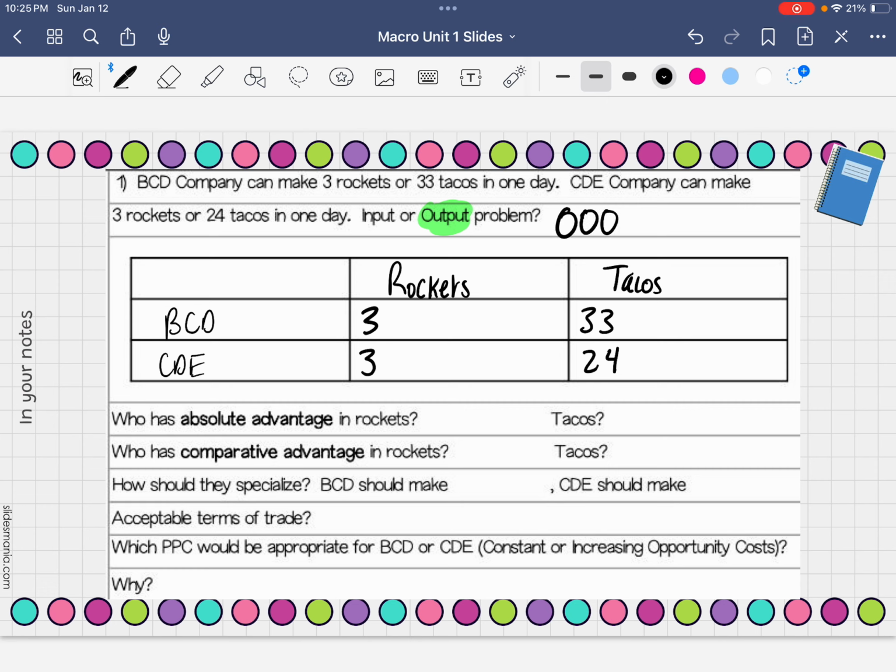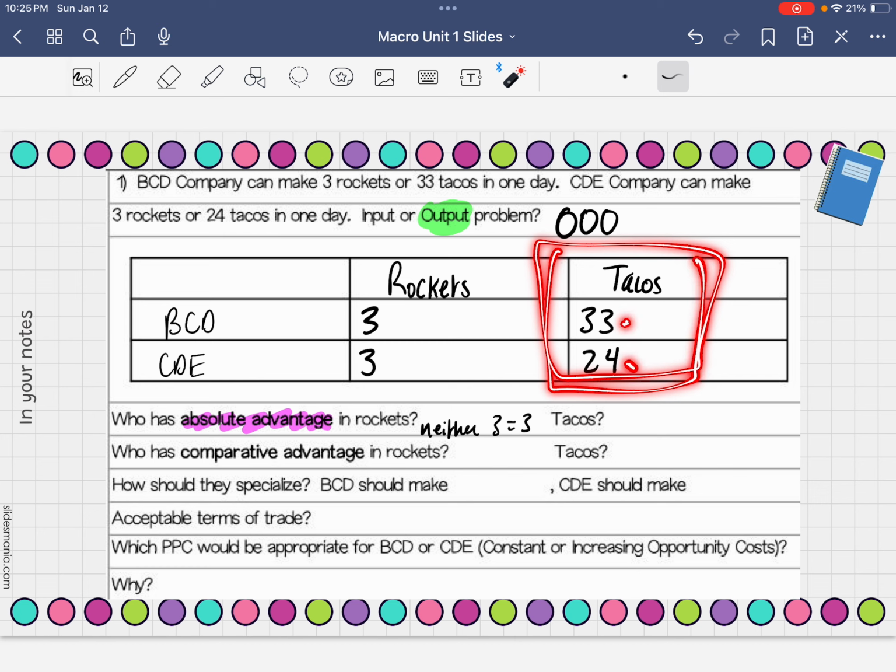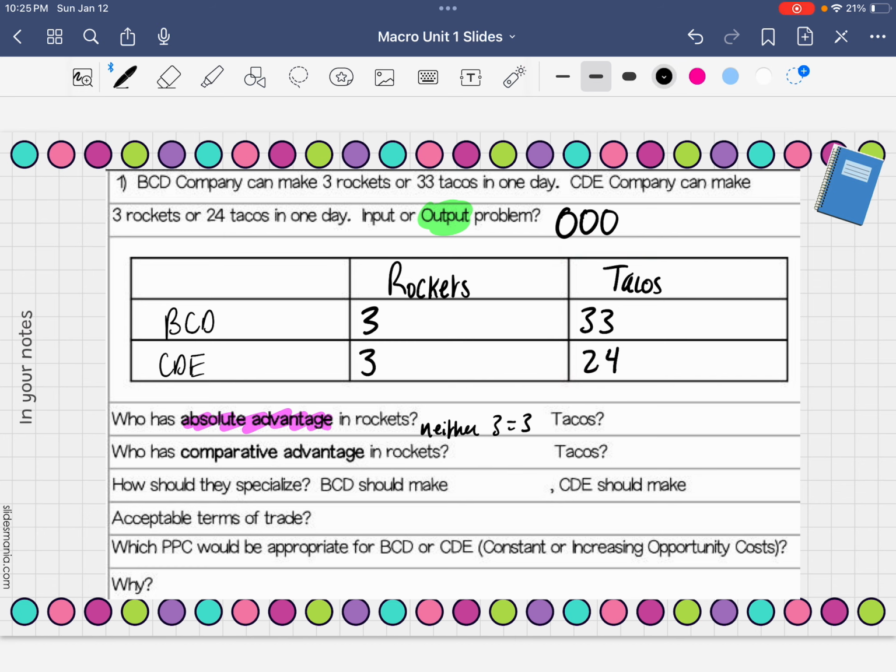So first, let's do absolute advantage, because remember, absolute advantage requires absolutely no math. So absolute advantage in rockets versus tacos. Let's go to rockets. Looks like rockets, no one has an absolute advantage. Neither. Why? Because 3 is equal to 3. What about tacos? Go to tacos. Looks like 33 is greater than 24.